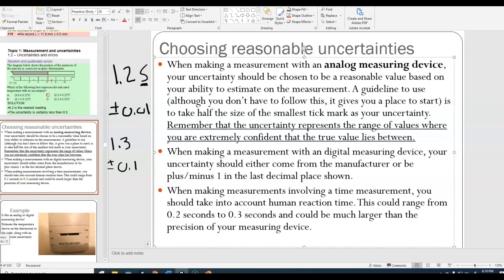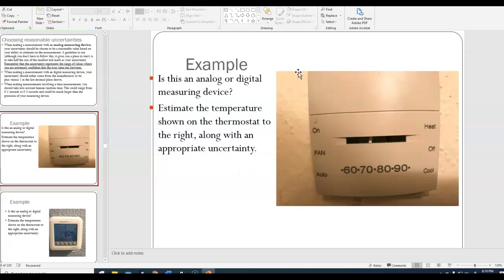I'm going to do some examples of making measurements with different measuring devices and choosing reasonable uncertainties. And again, for the purposes of the IB exam, on the IA that you write your senior year, you can choose, for the most part, any reasonable uncertainty that you want, and as long as you justify it with an explanation in your report, and as long as it's reasonable, then they will accept that. Okay, so let's do an example.